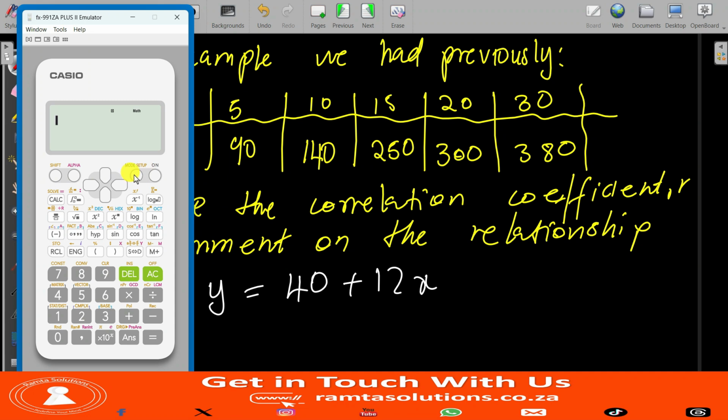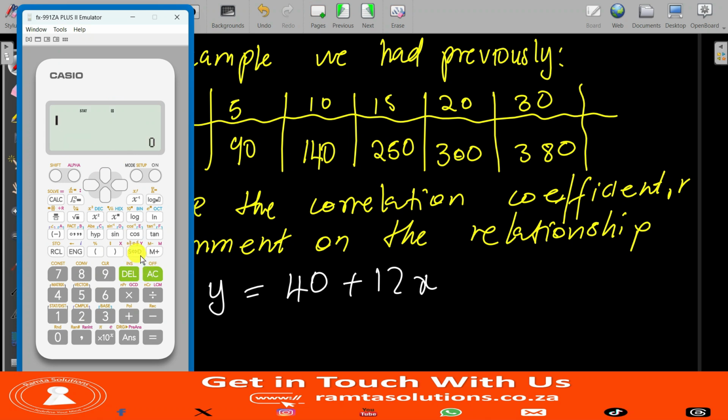So we're going to say mode. We're going to go to statistics, which is option 3. This is if you're using Casio 991. It depends on the region because I'm in South Africa, it's 991 ZA. By the way, I believe what I'm doing also works for other models, especially if they have this form that we're looking at.